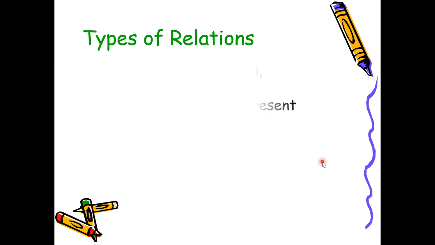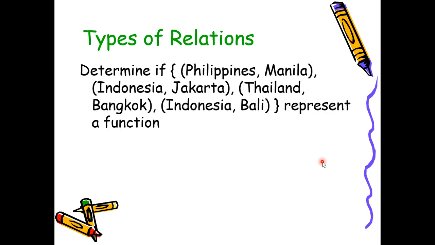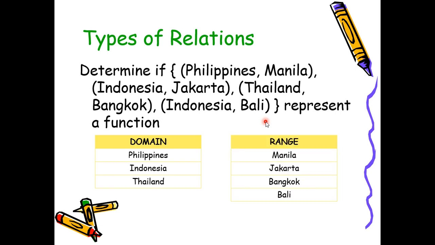Next one. How about this ordered pair also? So, let's determine if the set of ordered pair can represent also a function. Okay? So, meron tayo ditong Philippines, Manila, Indonesia, Jakarta, Thailand, Bangkok, Indonesia, Bali. So, kagaya ng ginawa natin kanina, ganun din po yung gagawin natin dito. Paghihiwalayin natin si domain tsaka si range. Okay? So, lahat ng domain, isusulat mo. Lahat ng range, isusulat mo.